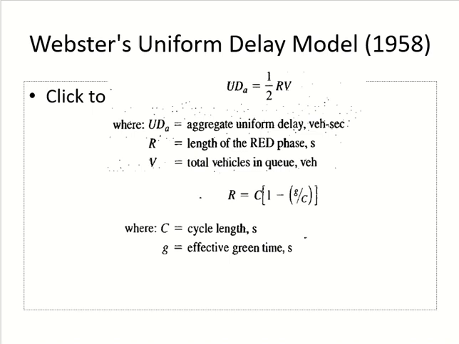So effective green, 1 minus this will be effective red. Multiply by cycle length to get the time. Now we have an equation for effective red. What is the other parameter I need? V, right? What is V? Total number of vehicles in the queue.